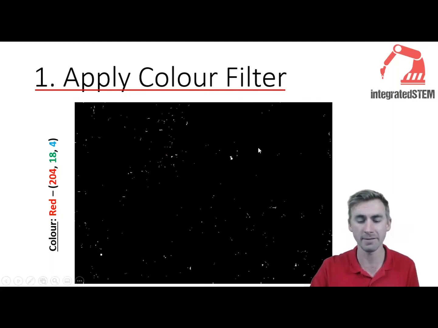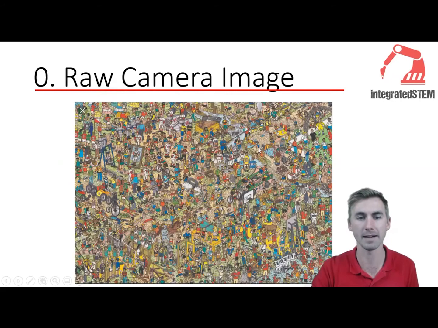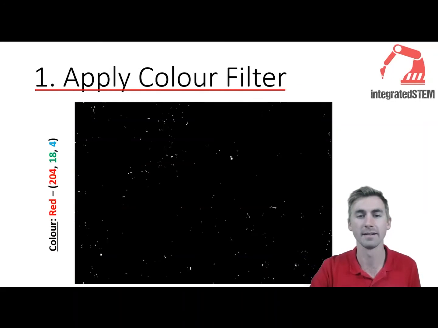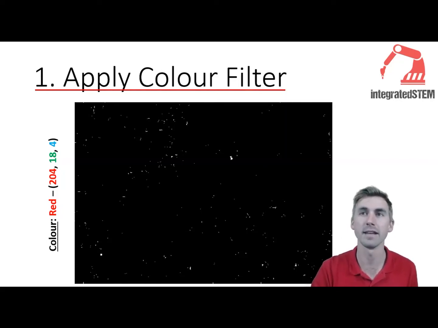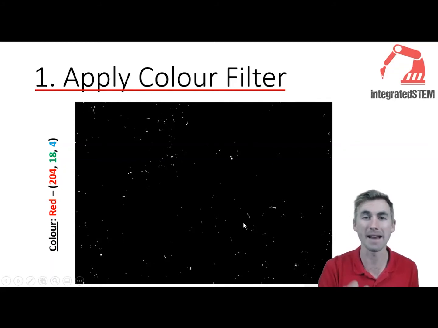Now, if I flick back, you can see that there are in fact parts that have red that are white. Now we're going to apply another filter to make it even easier to find Wally, but I can guarantee you that Wally is in one of these white dots. Already we know that, and it's already made it easier. So let's now apply the shape filter.